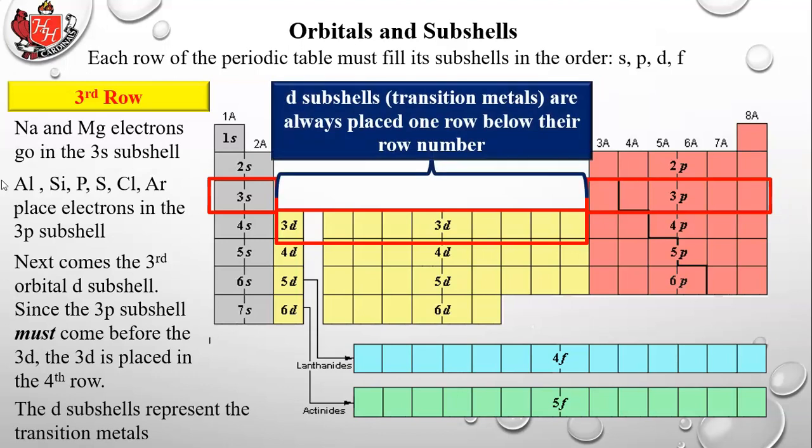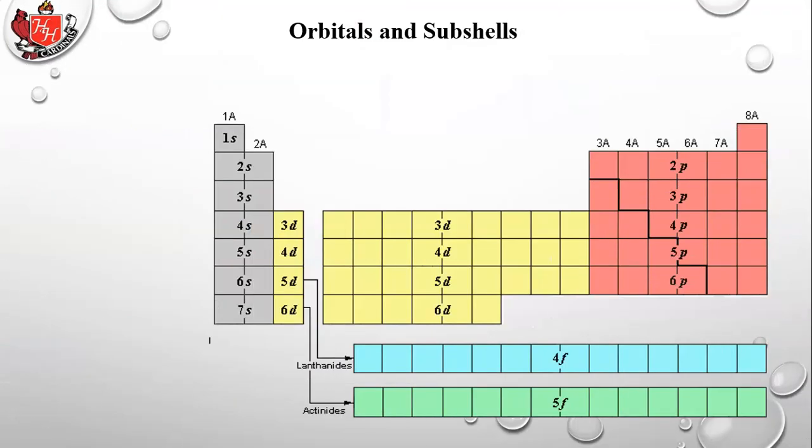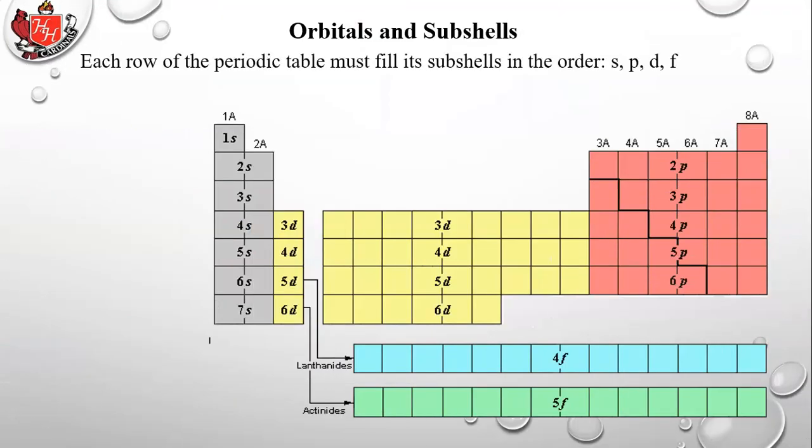So D subshells, transition metals, are always placed 1 row below their row number. So the 3D is in the 4th row, the 4D is in the 5th row, the 5D is in the 6th row, and so on. And that D orbital belongs to the transition metals, that valley in the middle of the periodic table. Okay, each row of the periodic table must fill its subshells in the order S, P, D, F.